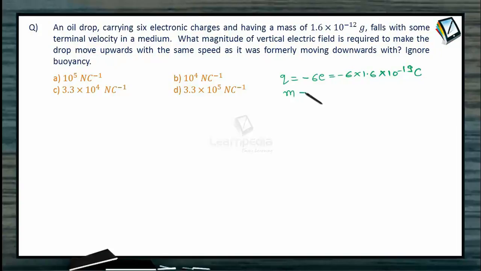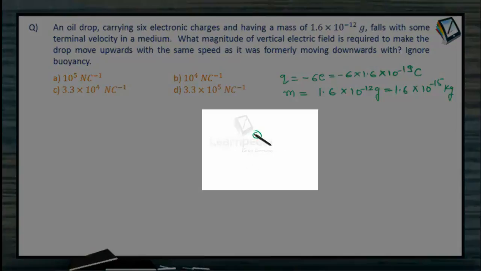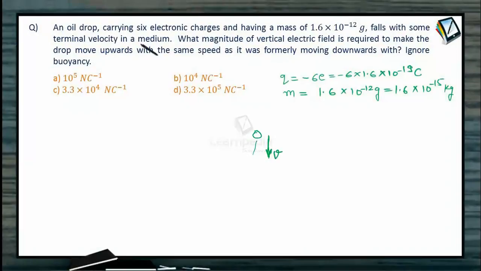So the mass of this oil drop is 1.6 into 10 raised to the power minus 12 grams. That means 1.6 into 10 raised to the power minus 15 kilogram. So mass is this. It falls with some terminal velocity in a medium. So this particular oil drop is falling with some terminal velocity. That means it is falling with uniform speed. Let us assume that particular speed is v, the terminal velocity in a medium.